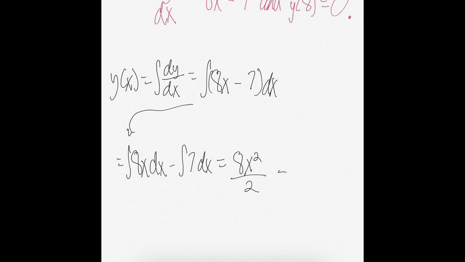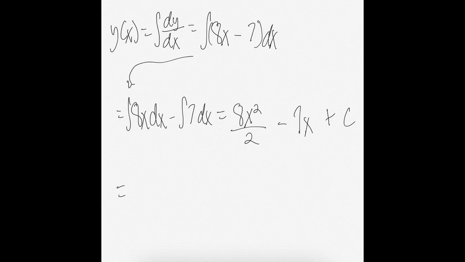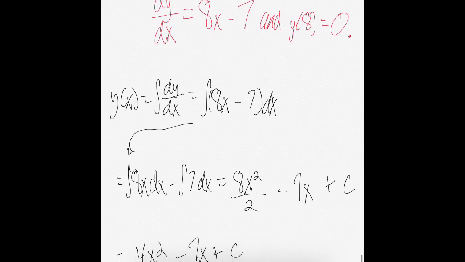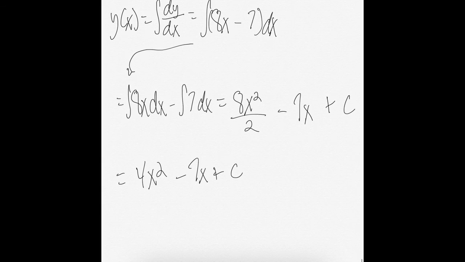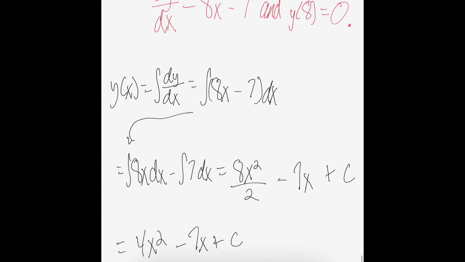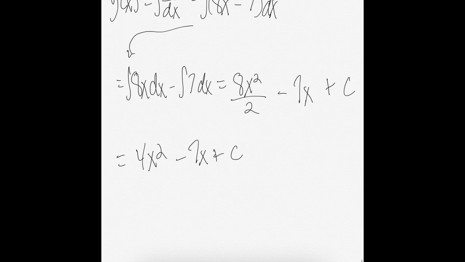So this will be the integral of 8x dx minus the integral of 7 dx. The integral of 8x dx is going to be 8x squared, and now I have to divide by 2. So raise the exponent by 1, divide by the new exponent. And this 7, you'll recall, whenever we integrate a constant, all that happens is we stick the variable behind the constant. So 7 becomes 7x, and we get a plus c at the end here. In fact, I can rewrite this because 8 over 2 is just 4, so this becomes 4x squared minus 7x plus c.